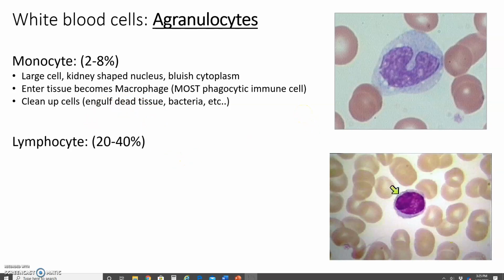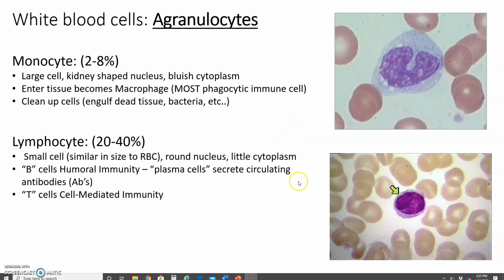Then the last agranulocyte are what we call lymphocytes. Lymphocytes make up about 20 to 40% of our white blood cells. They're rather small. In fact, they're closer to the size of a red blood cell. You'll notice a bunch of red blood cells around this lymphocyte. They have a large round nucleus with little cytoplasm in the cell. And these function to produce what are called B and T cells, which are a big part of our immunity and our cell-mediated immunity and immune response.